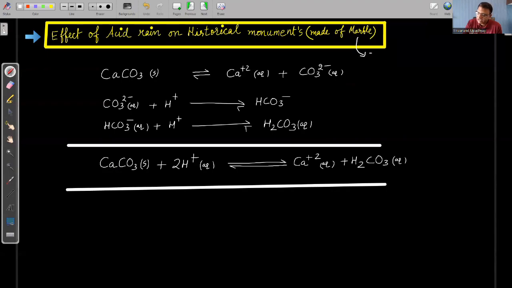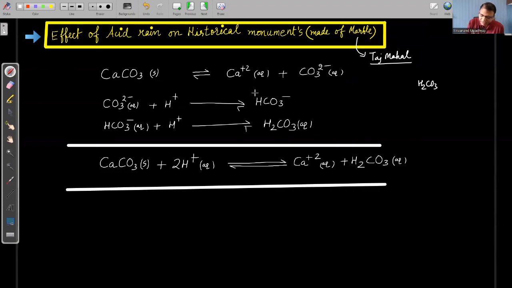We are discussing why there is corrosion of Taj Mahal. Taj Mahal is made up of marble, so chemically it is calcium carbonate. Calcium carbonate in solid state is in equilibrium with calcium 2 plus ion in aqueous state and carbonate ion in aqueous state. In this, the anion, carbonate ion, is an anion of a weak acid, carbonic acid, H2CO3.